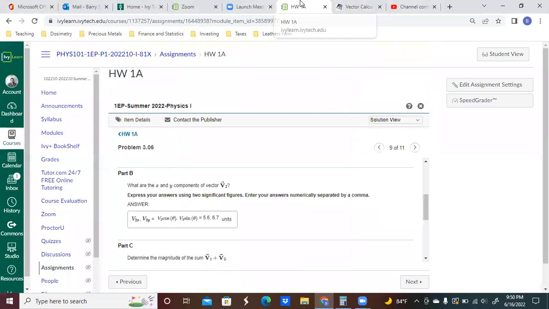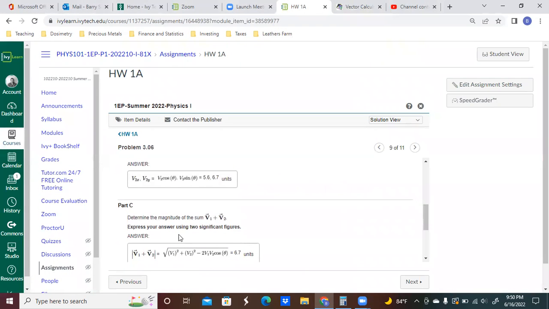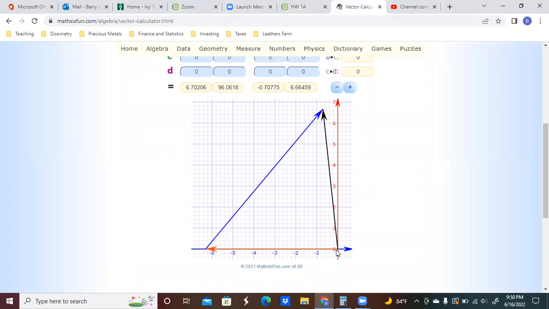Now, we're going to move on to part C, and we're going to determine the magnitude of the sum of those two. Now, the sum of those two is going to be this plus this. So it's going to be the vector that connects those going from tail to tip. And so this is going to be V1 plus V2.